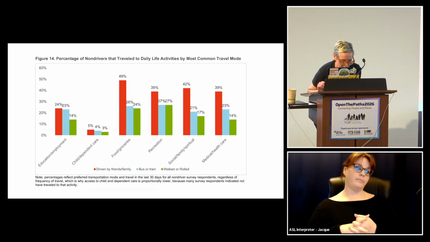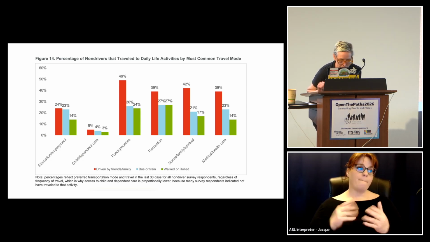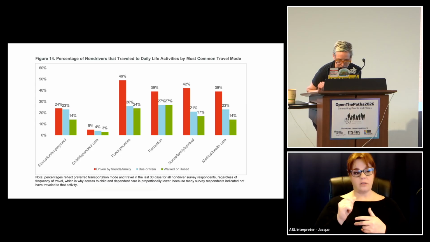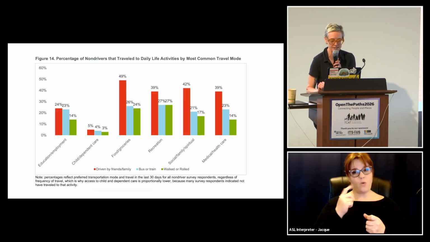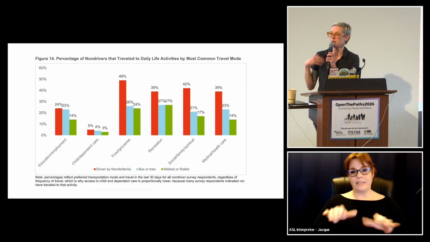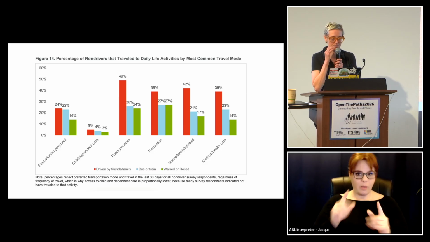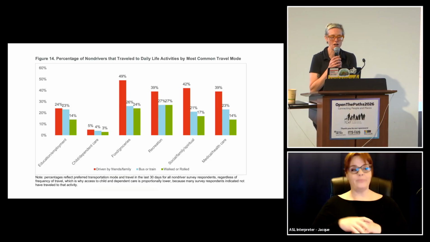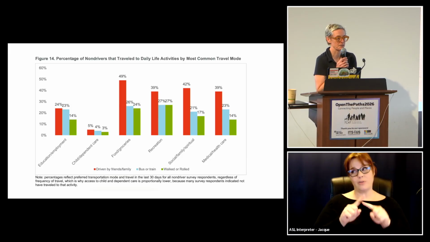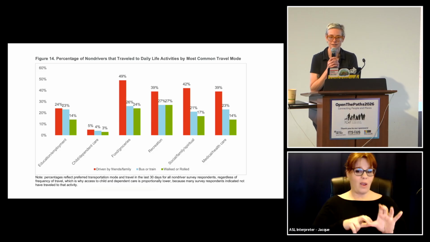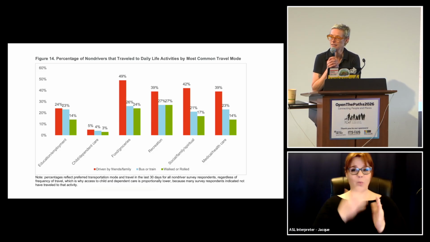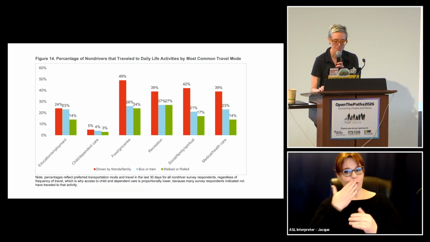This next slide is the percentage of non-drivers that travel for daily life activities by most common travel modes. Again, I encourage you to go to this data because I don't want to go into it too deeply. But really, most non-drivers are relying on friends and family for rides, which, even in Washington State with our relatively good transit, I think is important to keep in mind.